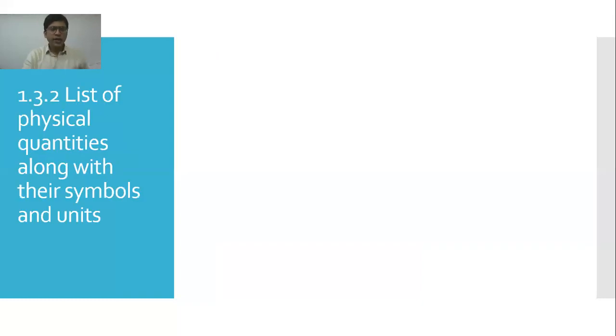The next SLO is the list of physical quantities along with the symbols and units. As we have discussed before, whenever we talk about a physical quantity, it should have 2 characteristics: one is its magnitude and the other is its unit. Here I will show you a table with a list of physical quantities. First we will talk about base quantities and then derived quantities. We will see what the base quantities are, their symbols, and what their units and symbols are. So here I'm going to show you a table.